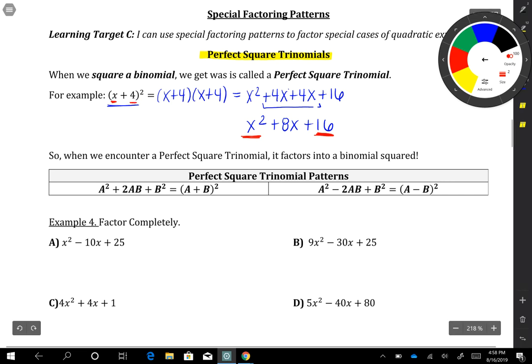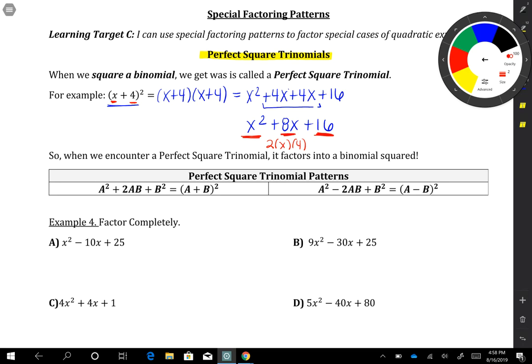Now, you can probably tell that their square roots were the values in our binomial, x and 4. Now, the next thing that we check for in a perfect square trinomial is that the middle term is 2 times the first term in the binomial, which is x, times the second term in the binomial, which is 4. And that is true. 2 times x times 4 gives us 8x.